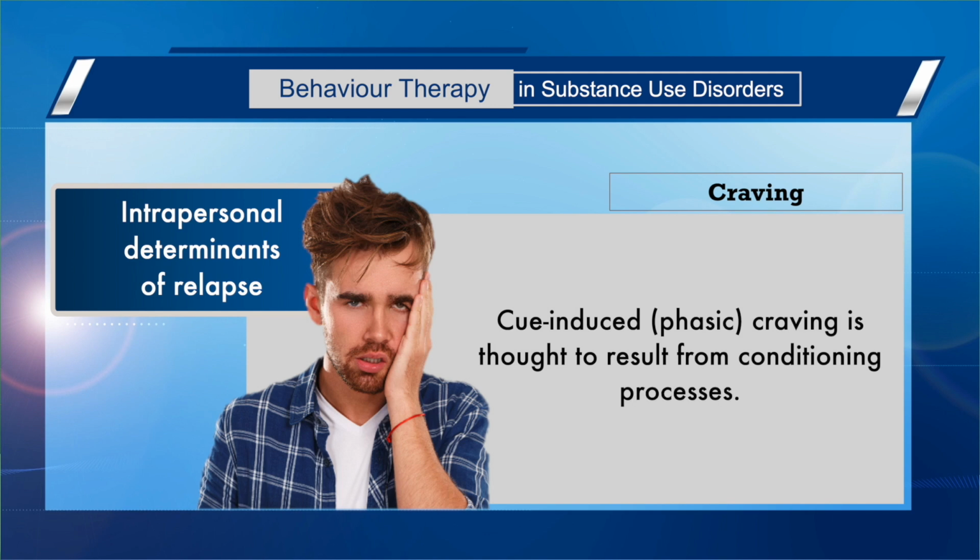Cue-induced craving is thought to result from conditioning processes in which stimuli associated with the substance trigger craving and subsequent drug-seeking behavior. In contrast, abstinence-induced craving, called tonic craving, is thought to develop in the absence of substance-related cues, is more sensitive to the delivery of the substance, and consequently develops quickly after abstinence.